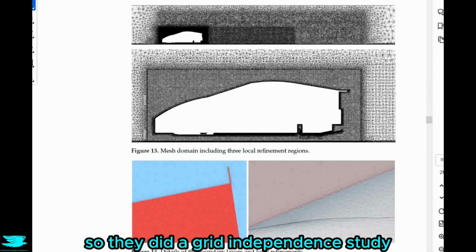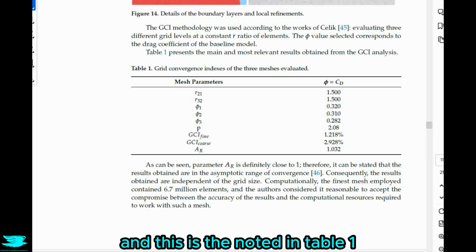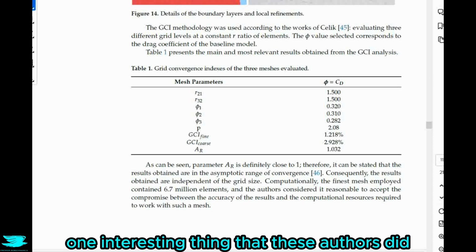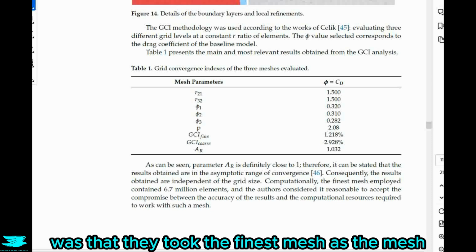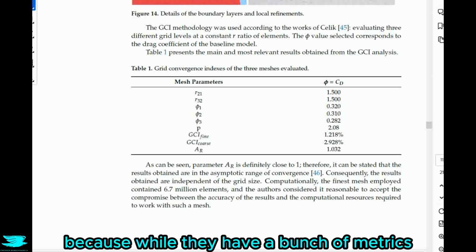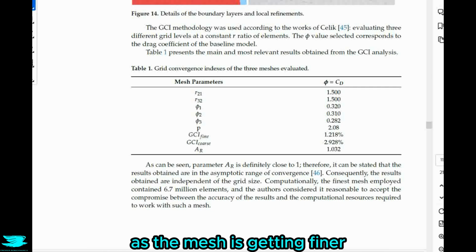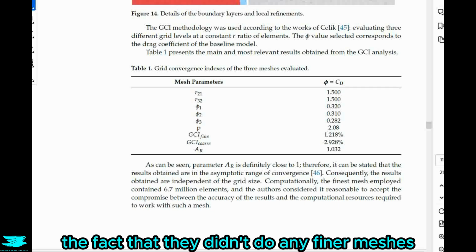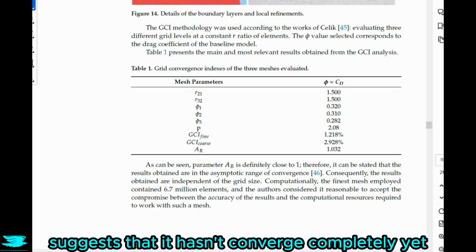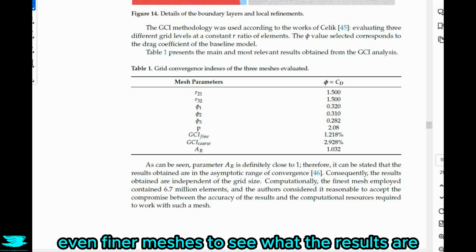So they did a grid convergence study, and the main parameter that they were interested in, at least, was the drag coefficient. And this is denoted in table 1 by the Greek letter phi. One interesting thing that these authors did was that they took the finest mesh as the mesh that they're going to use for the rest of their CFD. Now, this is a little wrong to do because while they have a bunch of metrics indicating that the CFD is converging as the mesh is getting finer, the fact that they didn't do any finer meshes and they just went with the finest mesh here suggests that it hasn't converged completely yet. So they really should have tested an even finer mesh just to see what the results are.